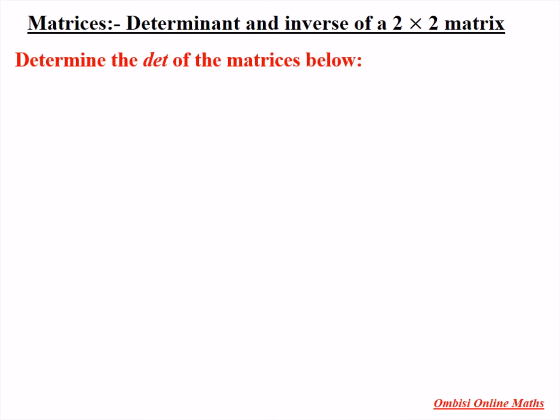For example, determine the determinant of the matrices below. We have this matrix 3, 4, 2, 5. You can see that the primary or leading diagonal has numbers 3 and 5, and the secondary one has numbers 2 and 4, even from the colors. So the determinant is 3 multiplied by 5, from which you subtract 2 multiplied by 4, and this gives us 7. So the determinant of this matrix is 7.